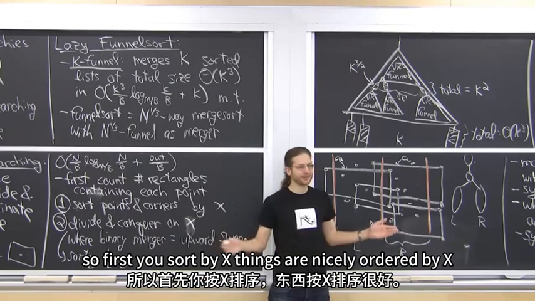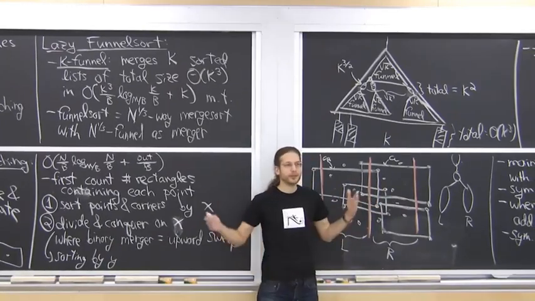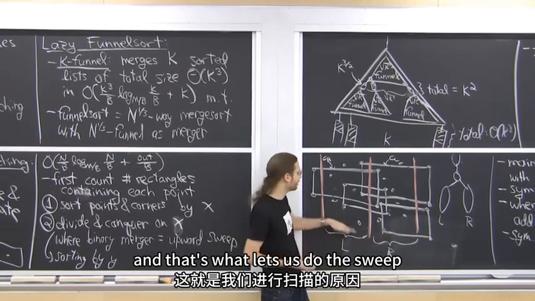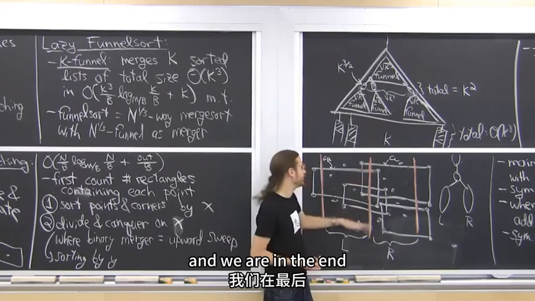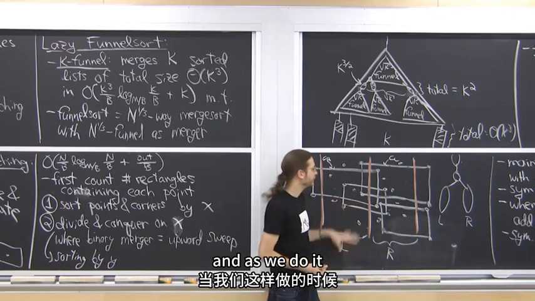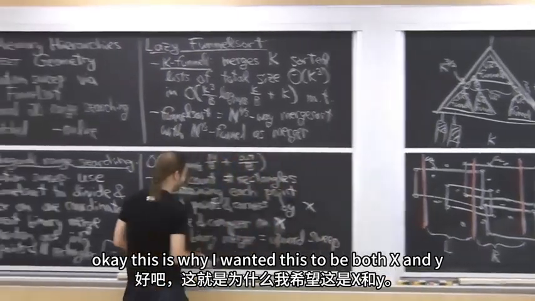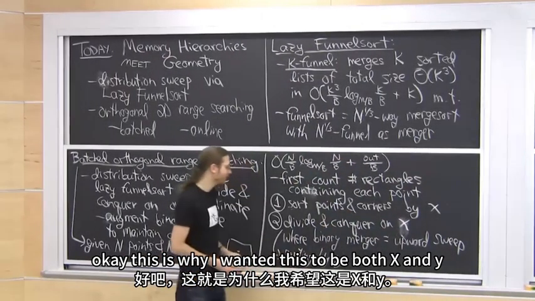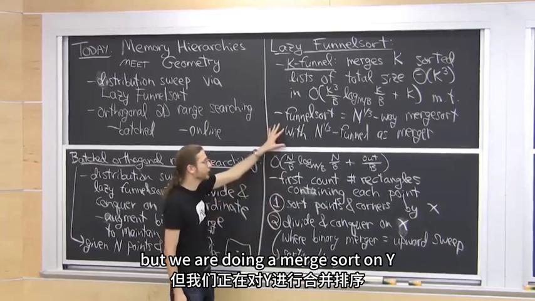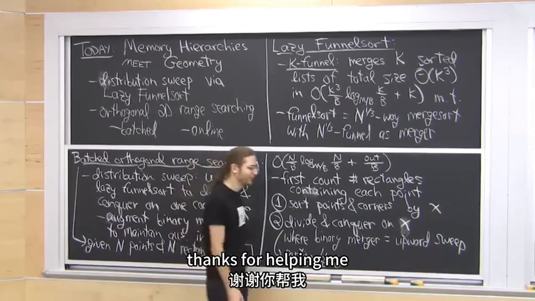So first you sort by x. Things are nicely ordered by x, so we get these nice horizontal slabs in the decomposition. But now when we merge, we're going to sort by y, so we're going to reorder the points, and that's what lets us do the sweep. And we are, in the end, merging all these points together in y order. And as we do it, we get the information we want about rectangles and points. Okay. This is why I wanted this to be both x and y. But really, the divide and conquer is happening on x, but we are doing a merge sort on y. Finally clearer. Thanks for helping me resolve this.